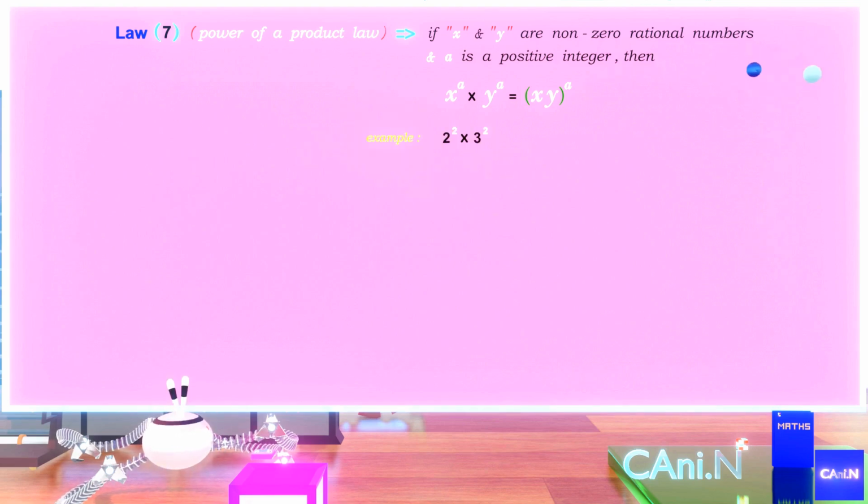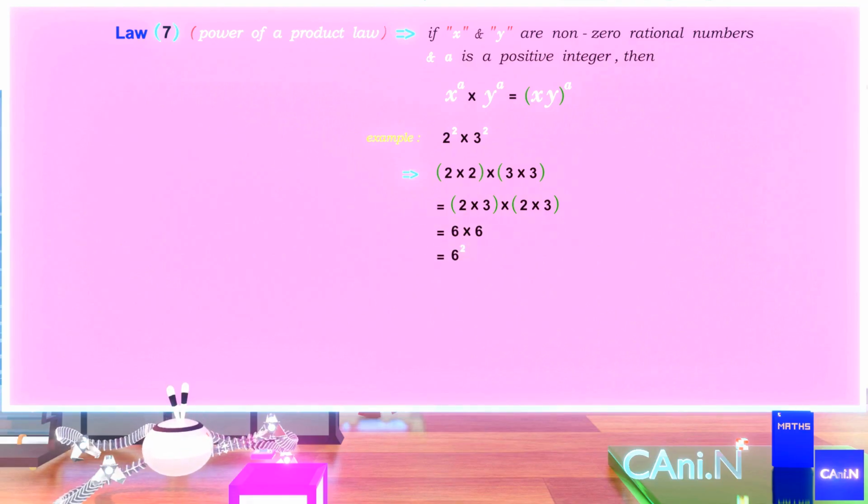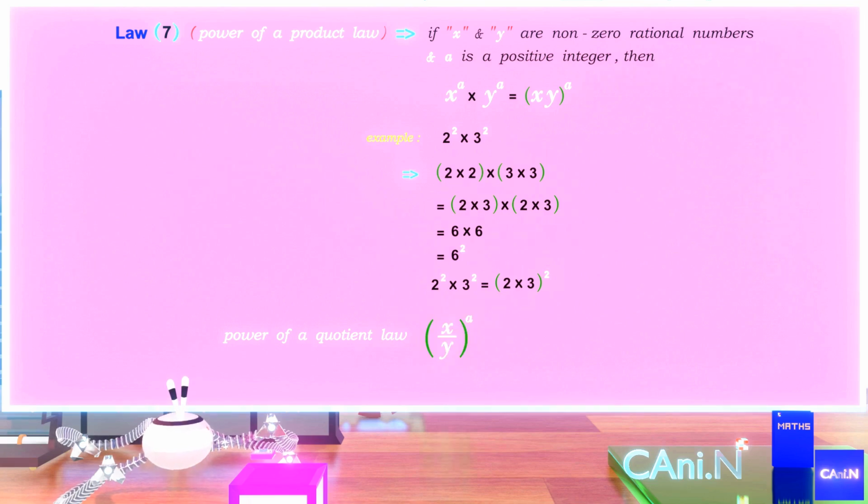Example: 2^2 into 3^2 can be simplified as 2 into 2 into 3 into 3, which equals 2 into 3 into 2 into 3, which equals 6 into 6, which equals 6^2. So, 2^2 into 3^2 equals (2 into 3)^2, which is the same as 6^2. Now, power of a quotient law: (x by y)^a equals x^a divided by y^a.